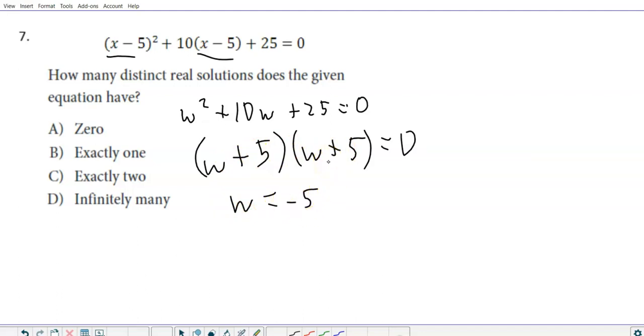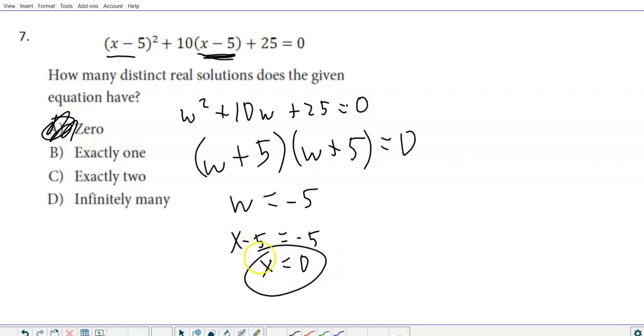Now W is not really W. W is really x minus 5. So x minus 5 equals -5. So if we add 5 to both sides, we get x equals 0. Oh, wow. How many distinct solutions? Oh, wait. It doesn't say what is the answer, it says how many solutions are there. There is one solution, that is x equals 0. So there is exactly one solution.